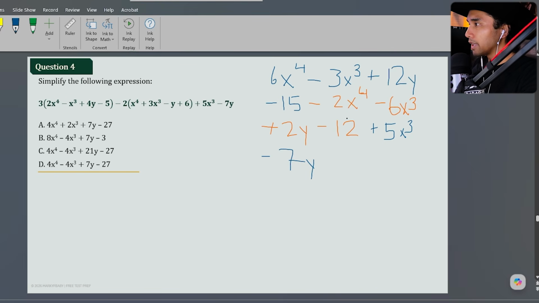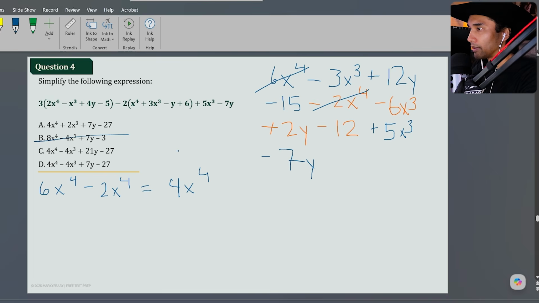Now, let's go ahead and look at our terms with the power of 4. And I have 1 right here. So I'm going to go 6x to the 4th, and I'm going to combine that with negative 2x to the 4th. And there's nothing else I can combine that with, so I'm just going to cross these out. And then I'm going to get 4x to the 4th. Now let's look at our answer choices. We could get rid of b.